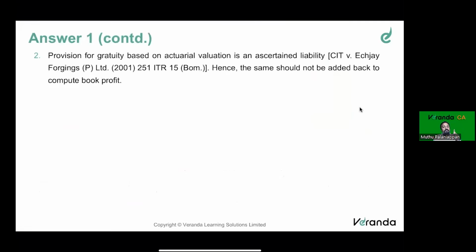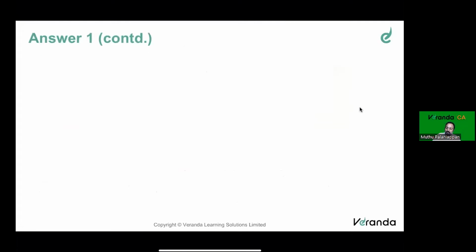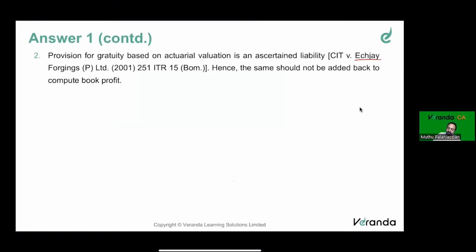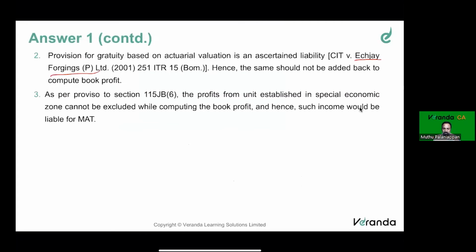And then we also discussed this gratuity. There is one case law that is mentioned, that is SJ Forgings Private Limited, which says that it has to be allowed if it is based on actual valuation. So it is an ascertained liability if it is based on actual valuation.